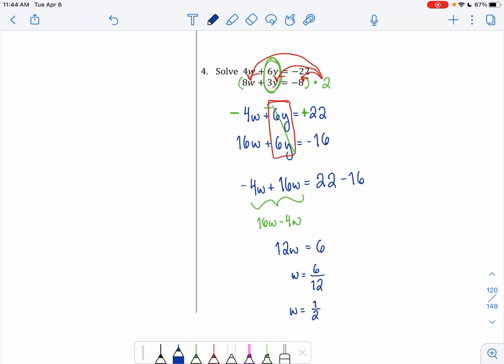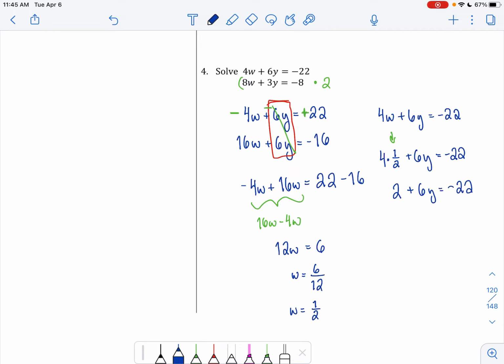Now I want to solve there, so I'm going to plug into my original, which is 4w plus 6y is equal to negative 22. Right, that's just this first equation that was given to me up here. W we now know is equal to 1/2. So 4 times 1/2 plus 6y equals negative 22. I apologize for that. So 2 plus 6y is equal to negative 22. Subtract 2 from both sides. 6y is equal to negative 24. And so y is equal to negative 4 when we divide both sides by 6. W comes first in the alphabet, so 1/2, comma, negative 4 is our final answer.